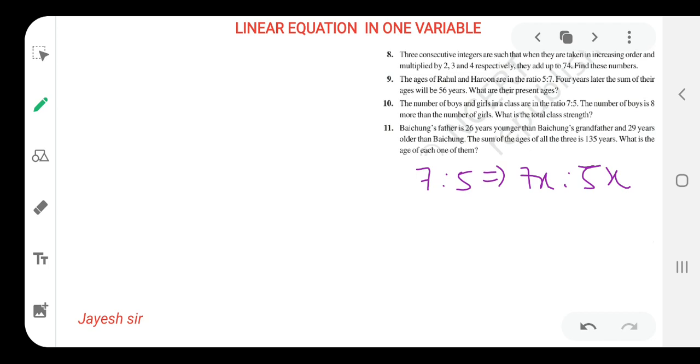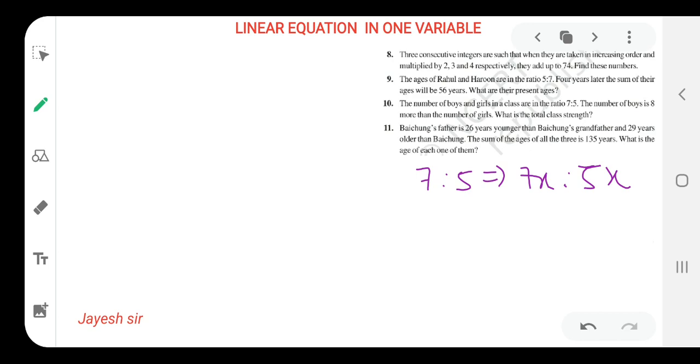Now the number of boys is 8 more than that of girls. What is to be said? The number of boys is 8 more than that of girls. As we all know, girls are 5x and boys are 7x. Yes friends, others will be teaching you the longer method. I am directly teaching you the shortcut method. It is not really a shortcut, just one step we are doing in our mind.